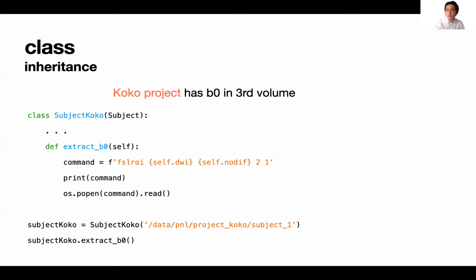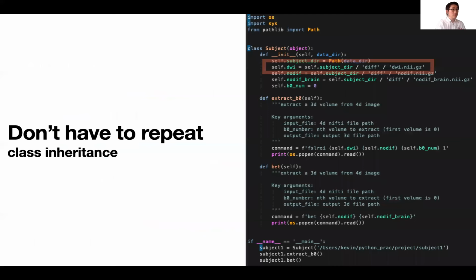Another example, say your Cocoa project has the b0 volume on the third volume rather than the first volume. You have to change the function, but you can change only the function without changing anything else. So you just inherit the subject when creating a new subject Cocoa class, and do nothing but create a new function into it, extract b0, and then just update 2 here. This significantly reduces the lines of code that you have to write. This is why class is really powerful. So you don't have to repeat. So that was some class inheritance.